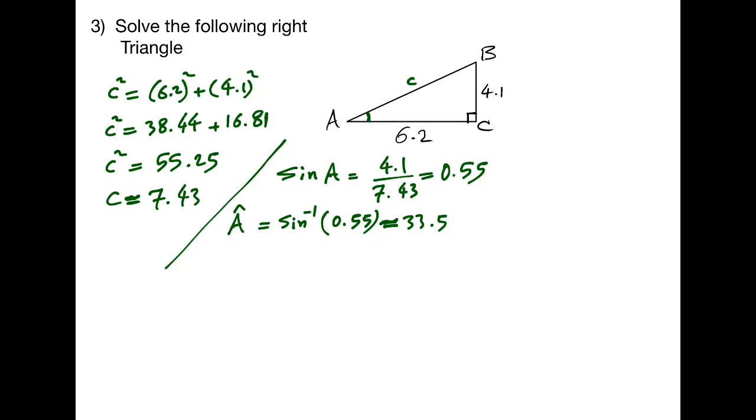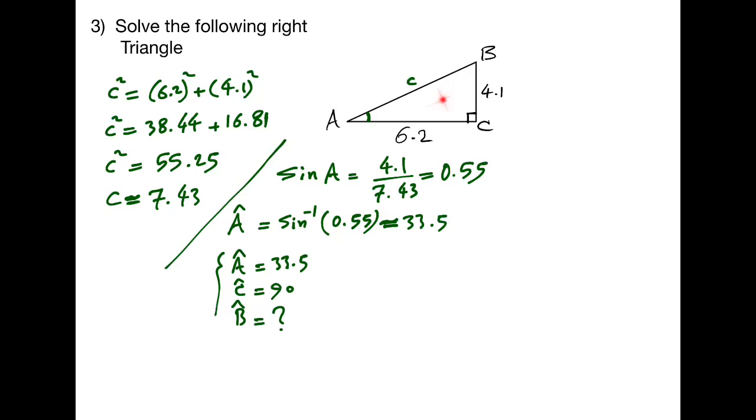So we have angle A, which is 33.5. We have angle C, which is 90, and it remains to find angle B. In this case, again, we have several options. We can use trig ratios for angle B, maybe sine, cosine, tangent, it doesn't matter. You can use any one of them to find angle B, and again, you have to use the inverse operation.